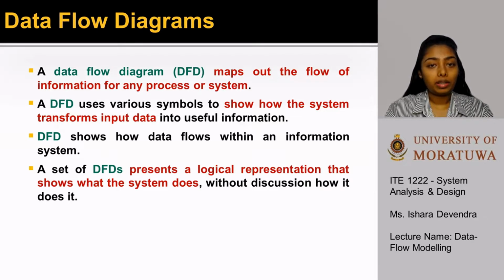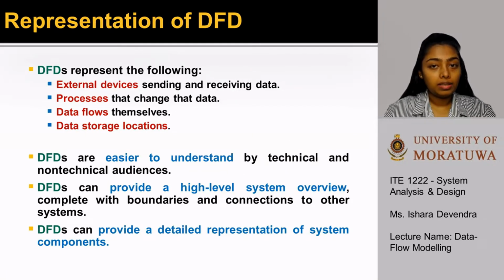A set of data flow diagrams represents a logical representation that shows what the system does without discussing how it does it. It is important to note that data flow diagrams do not show program logic or processing steps in the information system. Data flow diagrams help system designers and others during initial analysis stages to visualize a current system. So, data flow diagrams represent the following: external devices sending and receiving data, processes that change the data, data flows themselves, and data storage locations.